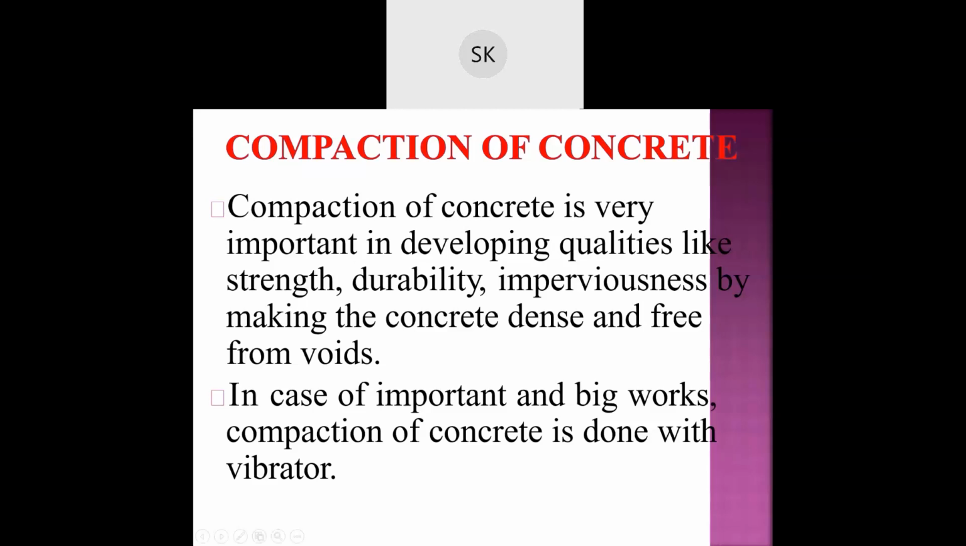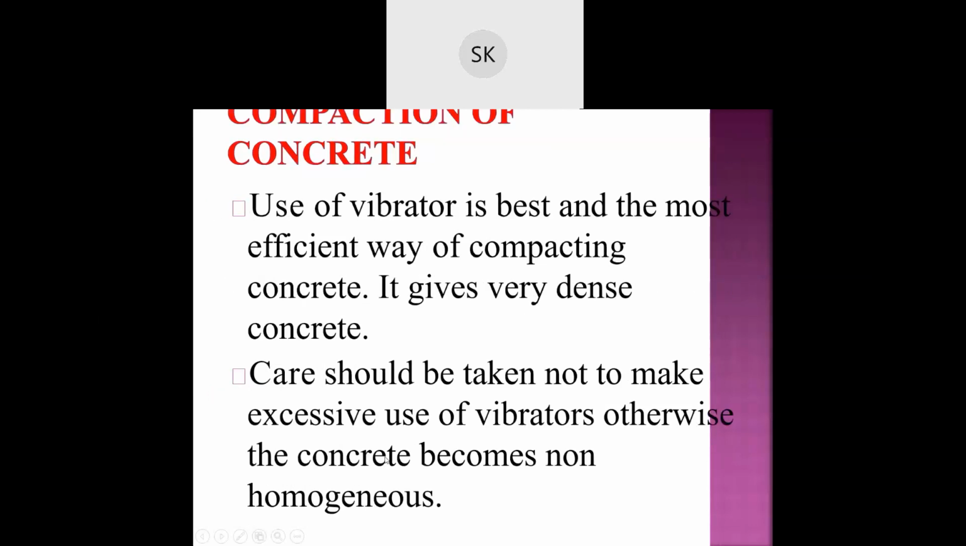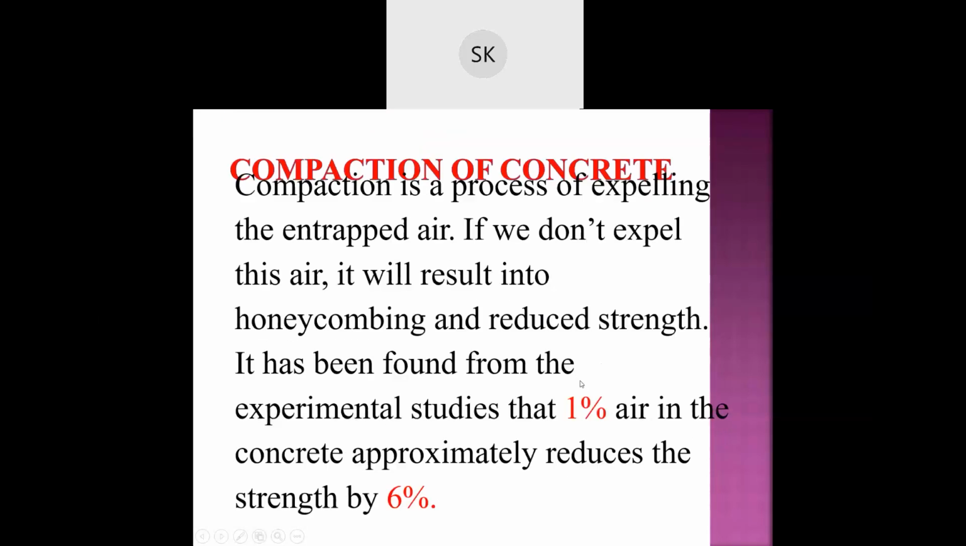In case of important and big works, compaction of concrete is done with a vibrator. Use of a vibrator is the best and most efficient way of compacting concrete. It gives very dense concrete. Care should be taken not to make excessive use of vibrators, otherwise the concrete becomes non-homogeneous. Compaction is basically a process of expelling the entrapped air. From experiments, it is found that 1% of air in the concrete approximately reduces the strength by 6%.